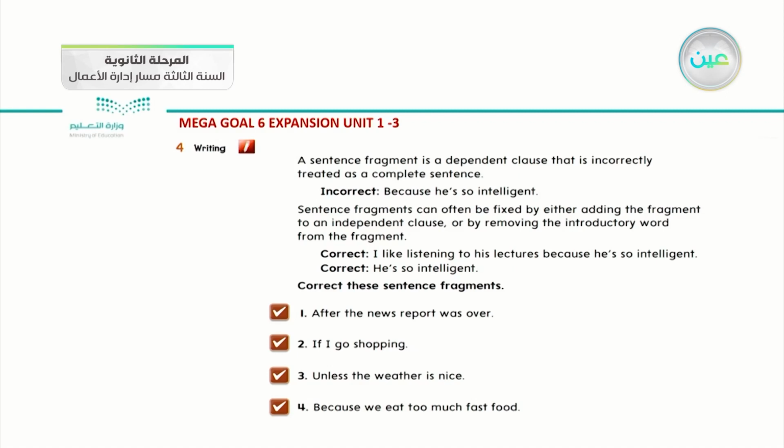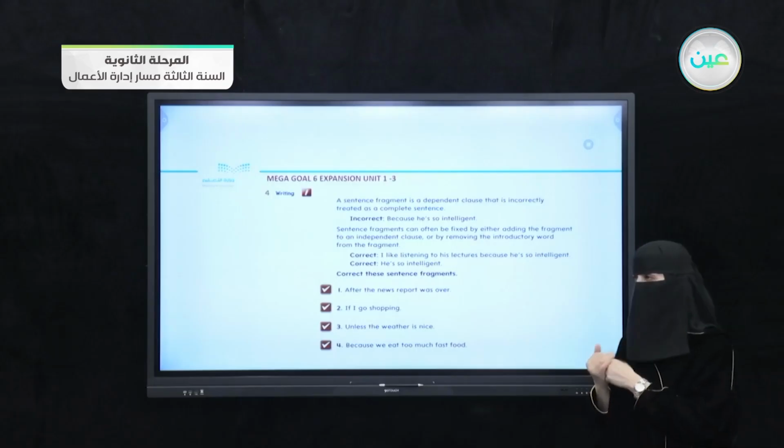Look at that example down there. They told us because he is so intelligent. This is not correct. Sentence fragments can often be fixed by either, how can I fix that one? We have 2 ways. Number 1, by adding the fragment to an independent clause, or the second one, by removing the introductory word from the fragment. They gave us 2 ways.